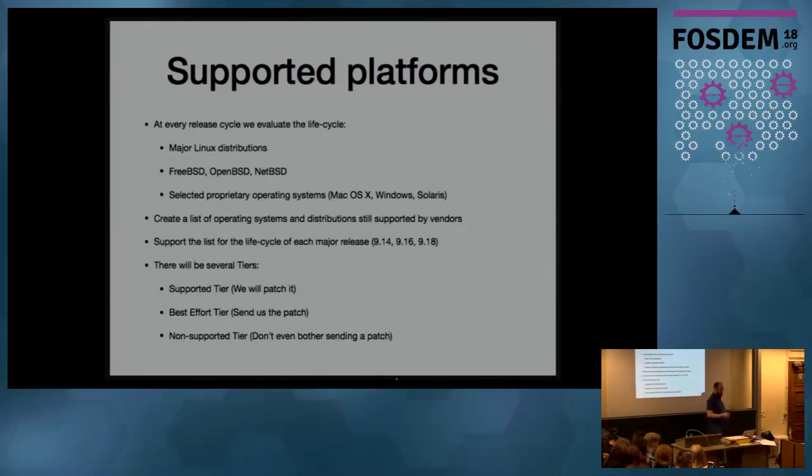And then there will be several tiers. The supported tier basically means we will patch it. If you send us a bug report that it doesn't work, we will fix it. Then there will be a best effort tier. It means if we have time, we will patch it, but it would be better if you send us the patch to support your favorite platform, and if we can, we will incorporate it. And then there will be a non-supported tier. This means don't even bother sending a patch, unless it's an easy fix and doesn't break anything else. There's no guarantee that it will be incorporated if you send us a patch.